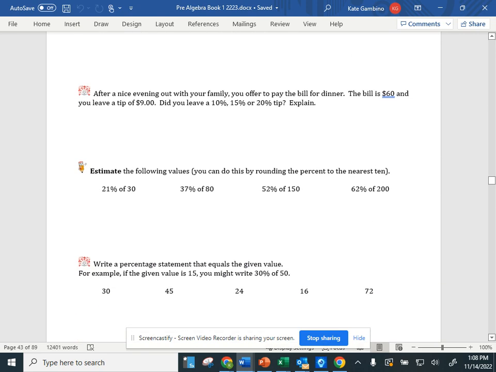And then make note on this one, it says estimate the following values. You can do this by rounding the percent to the nearest 10. So 21%, what percentage would we use, Audrey? 20. 37%, what percentage should we use, Tatum? 52%, what percentage should we use, Audrey? 50. And 62%, what should we use, Tatum? 60. Round it to the nearest 10. Make it easy for yourself. If it says estimate, make it easy.